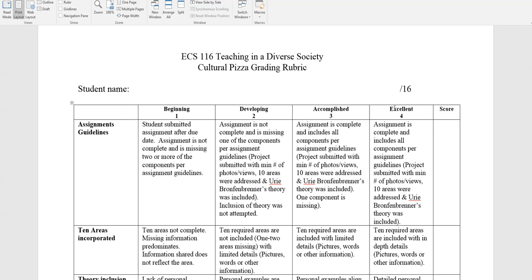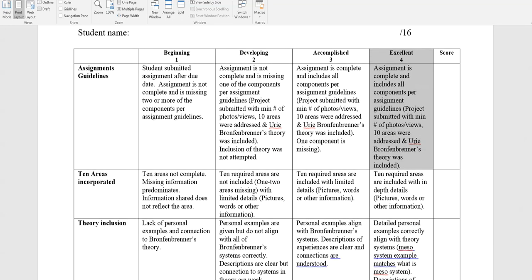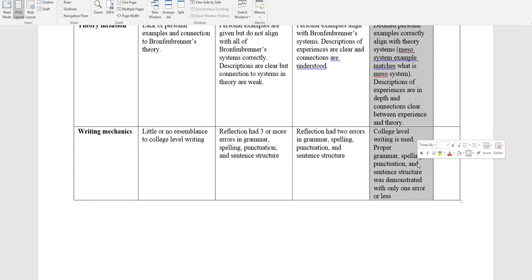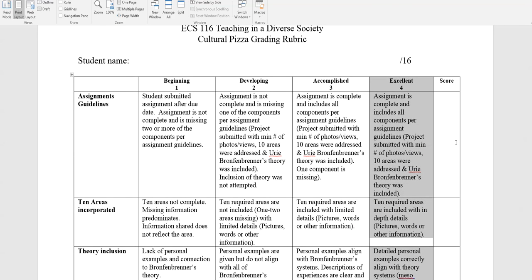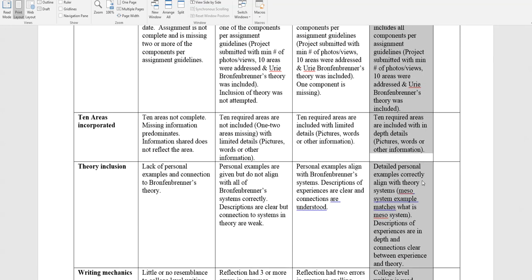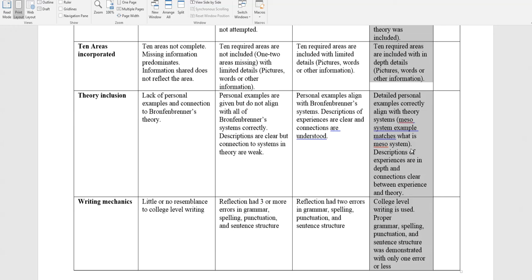So what I tell students is you want to look towards making sure everything in this column is present in your end assignment before you submit it. So under the guidelines, I'm asking that you submitted it with a minimum number of photos and views, the 10 areas were present, and you included Urie Bronfenbrenner. So before I even look at the level that you did on the assignment, I'm looking to see that you followed the directions. Under the 10 categories, it says 10 required areas are included with in-depth details. That means you included pictures, words, and other information. And we're looking at the invisible aspect of your cultural context.